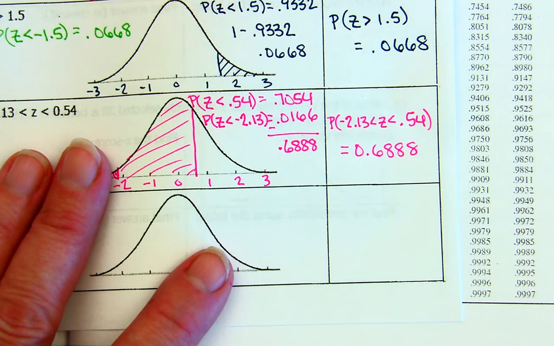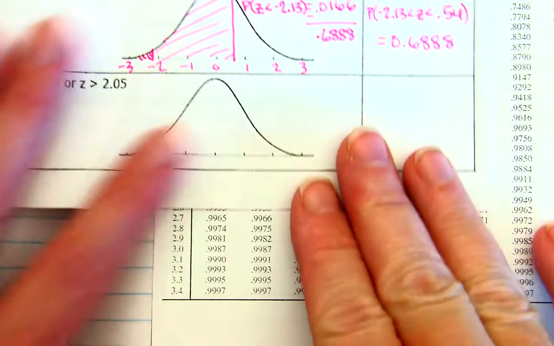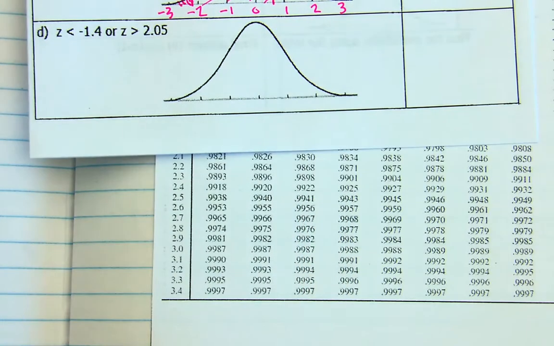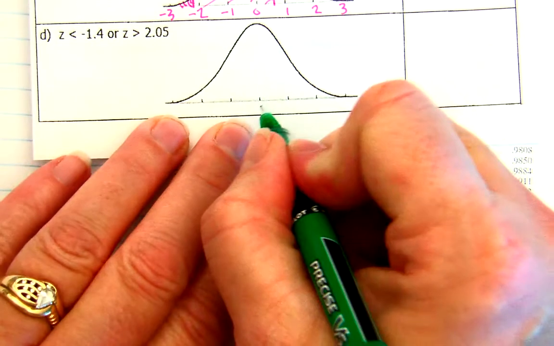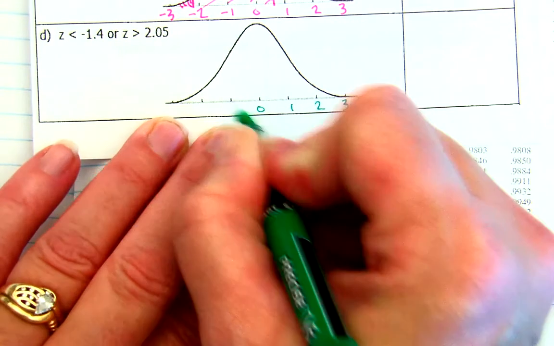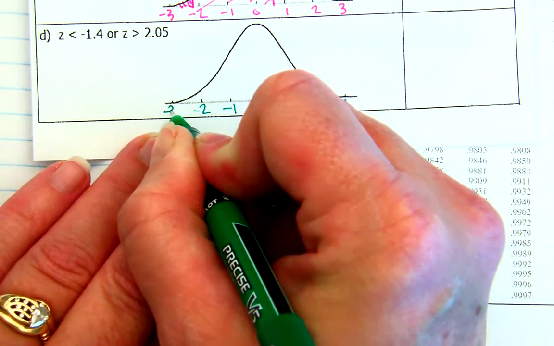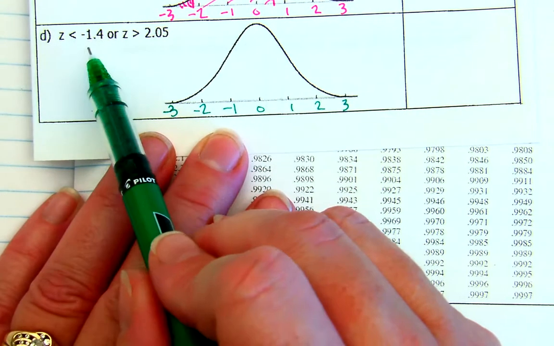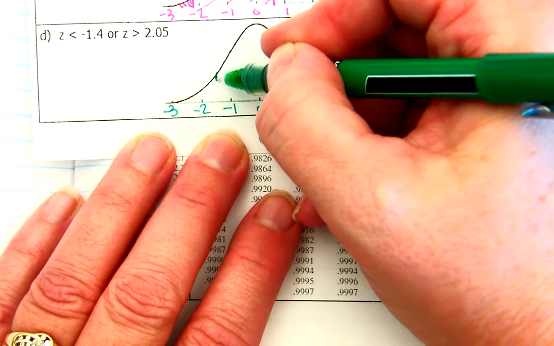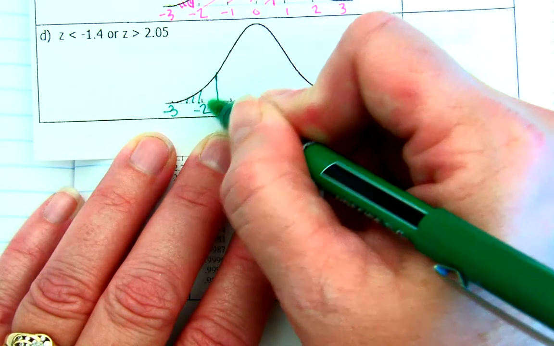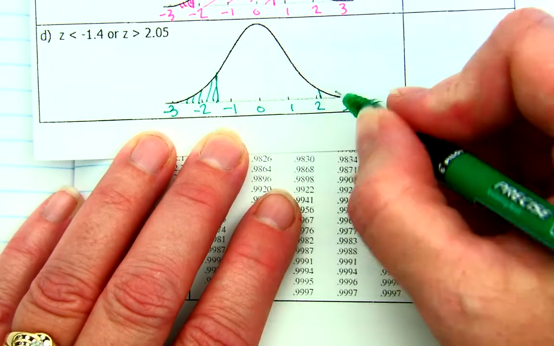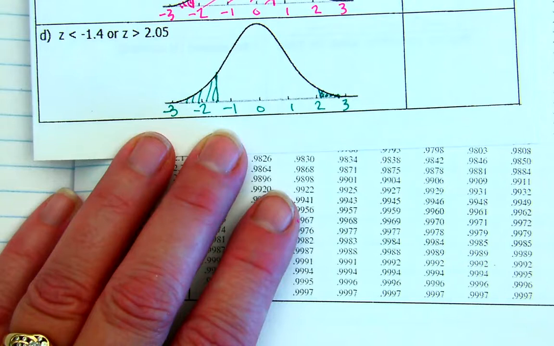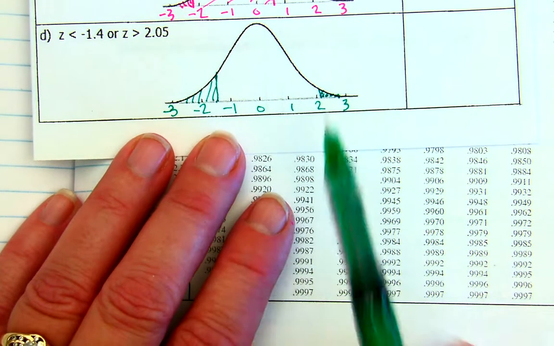You okay with that one? Questions so far? Let's look at D. Okay, so we've got z less than negative 1.4, so about right here, over there. Or z is greater than 2.05, over here. So we got this piece or this piece.